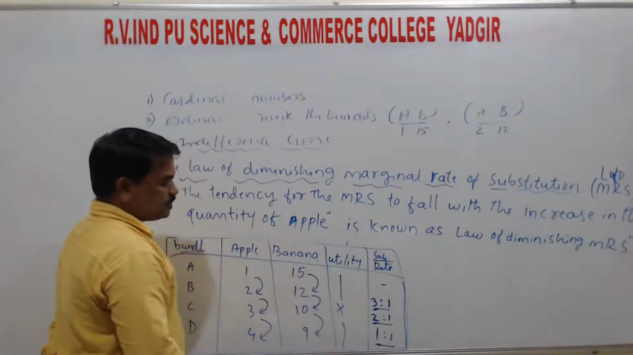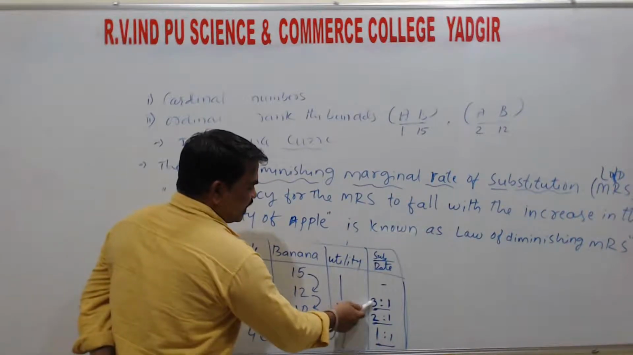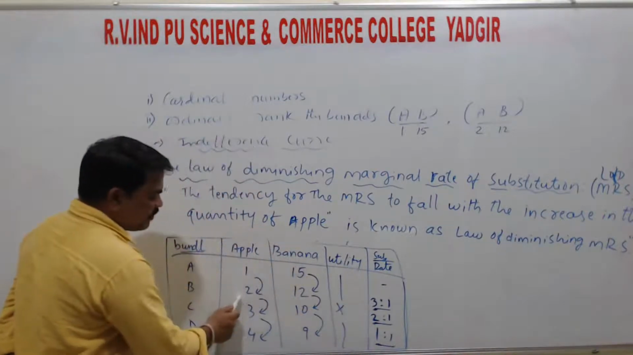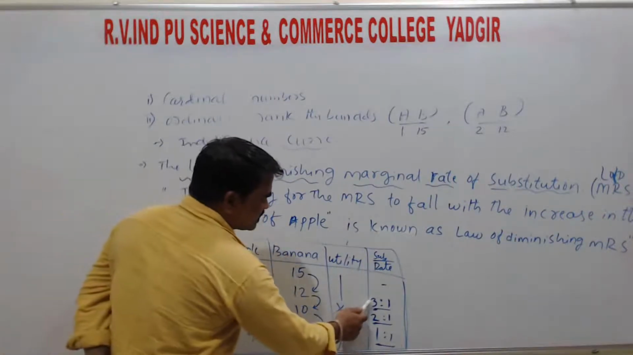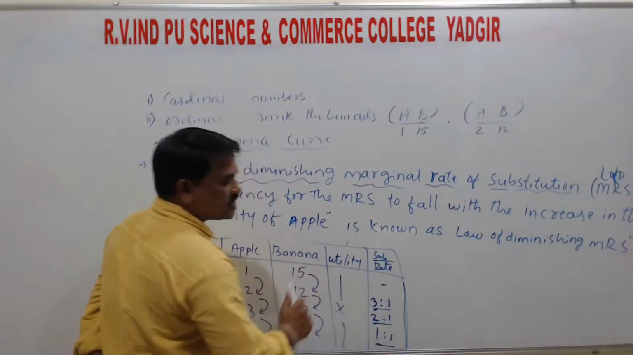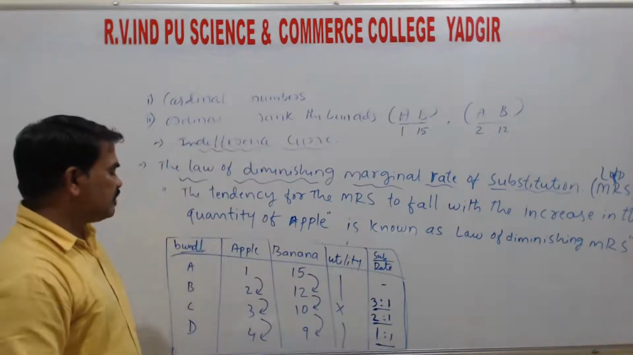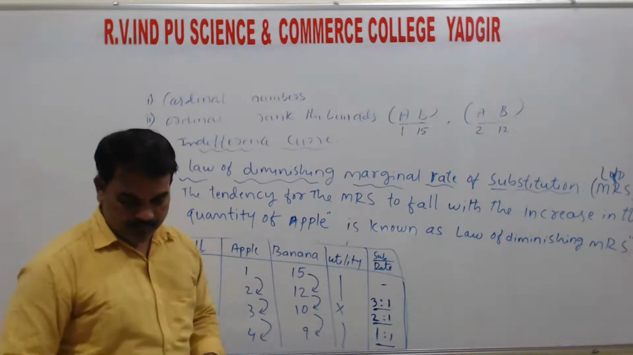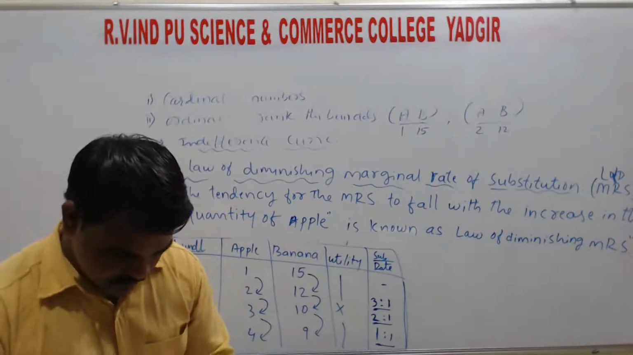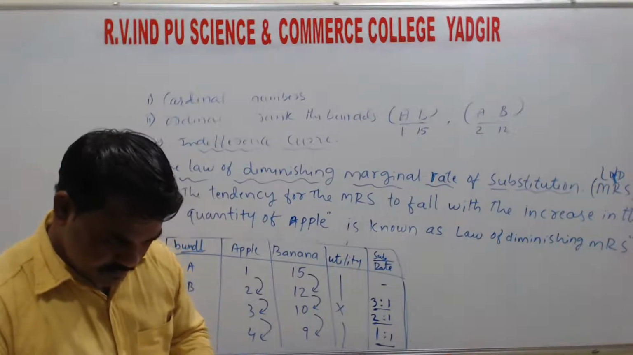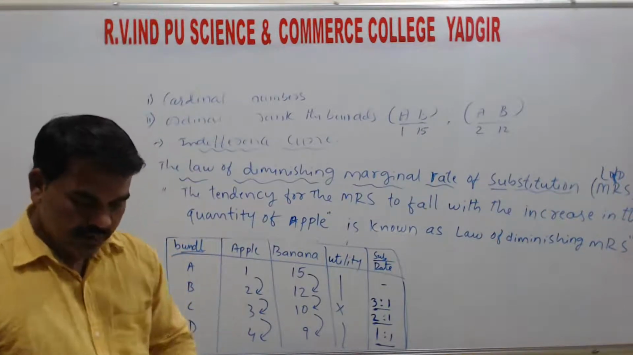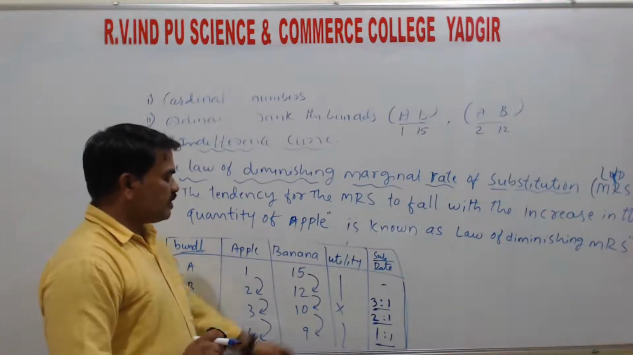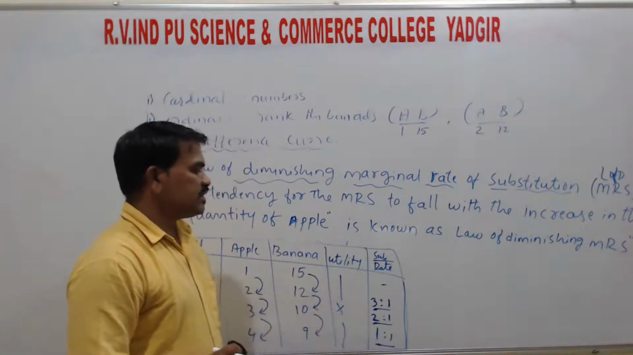Here, 3 we substituted for 1 apple. When the quantity of apple increases, the substitution rate is reducing, correct? So that we can call it diminishing marginal rate of substitution. But we say here the rate is diminishing, correct?